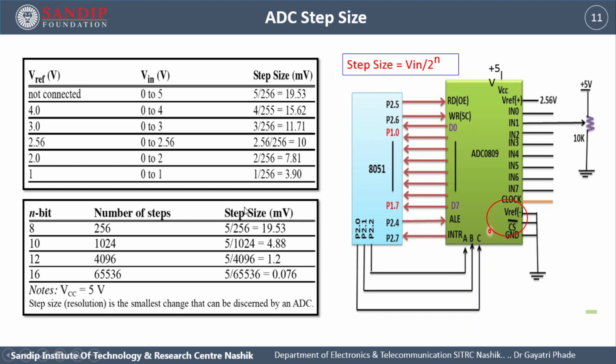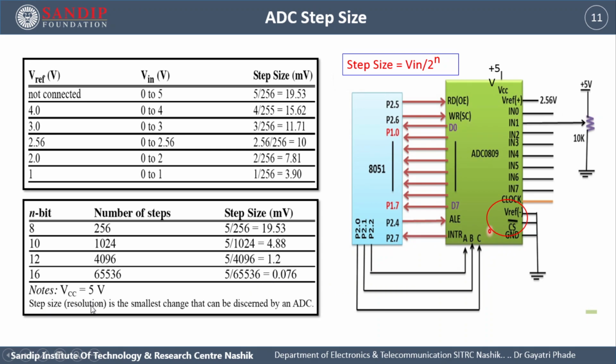So this is the second factor on which the step size depends, the n bit, the factor at the denominator. Here we have seen the factor at the numerator of this formula, V in. How this n affects the step size, we can understand here. If it is an 8 bit ADC, number of steps 2 raised to 8, 256, 5 upon 256 we get this. For a 10 bit ADC, 2 raised to 10, 1024, so we will be getting a step size of 4. So the higher the number of bits, the lower the step size. The lower the step size, the higher the resolution and accuracy.